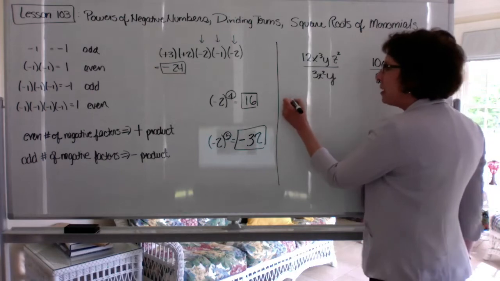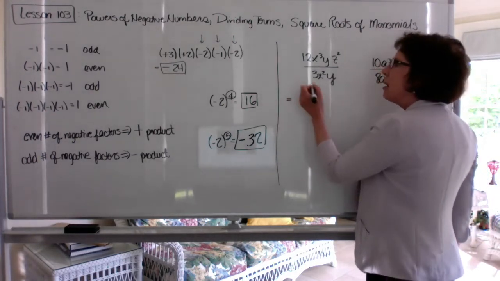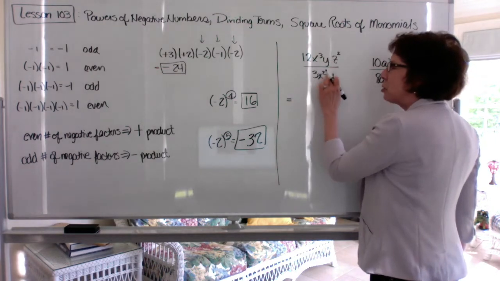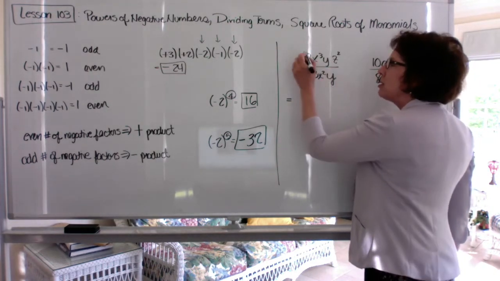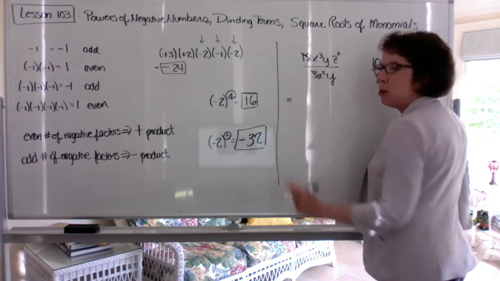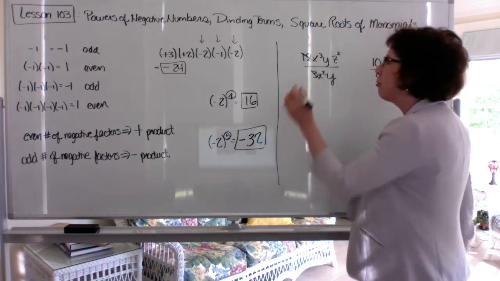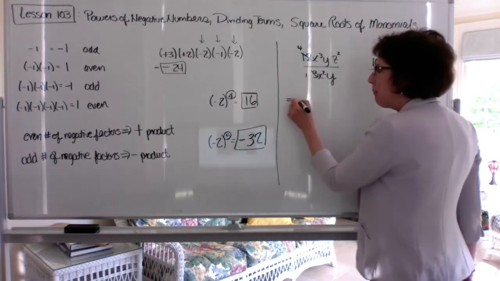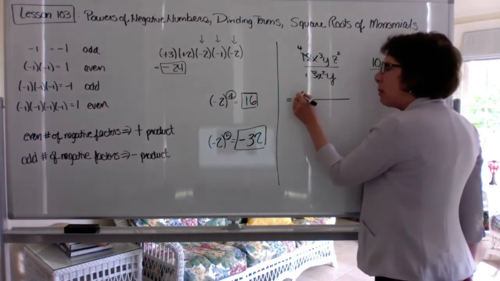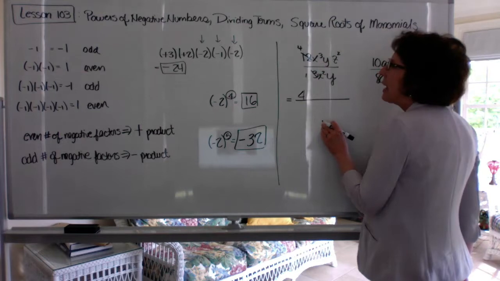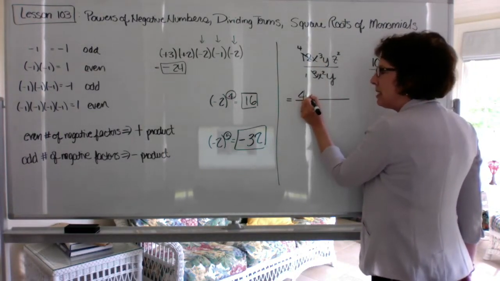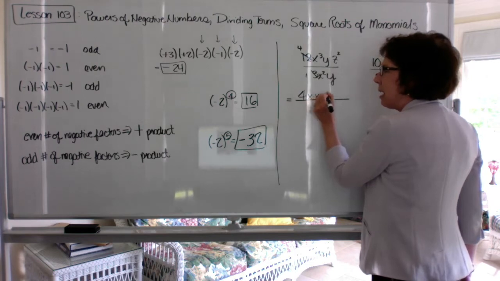Now, I have 12x cubed yz squared over 3x squared y. First thing I'm going to do is go ahead and cancel my numerical factors. Well, 12 over 3 is 4 over 1. Okay. Now, I'm going to put a fraction bar here. I'm going to go ahead and put the 4 here. And I'm going to go ahead and write out x cubed. I'm going to put dots here. x times x times x.